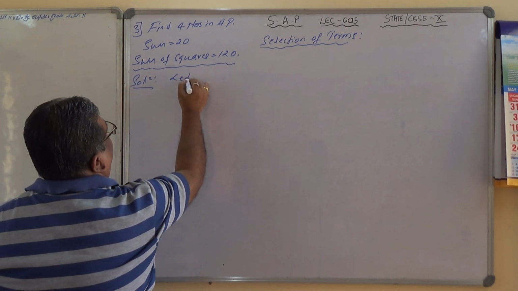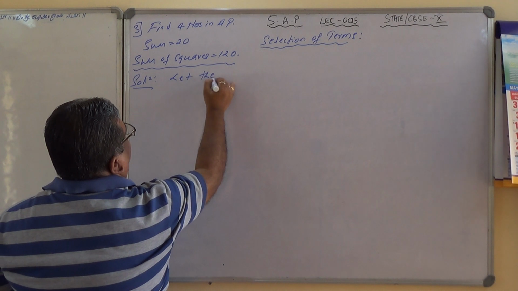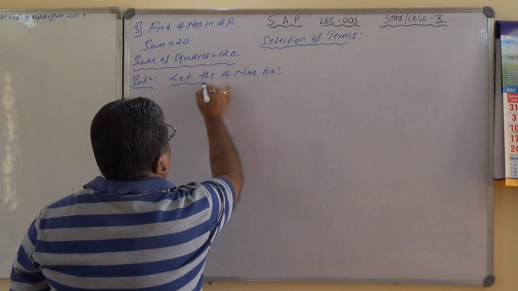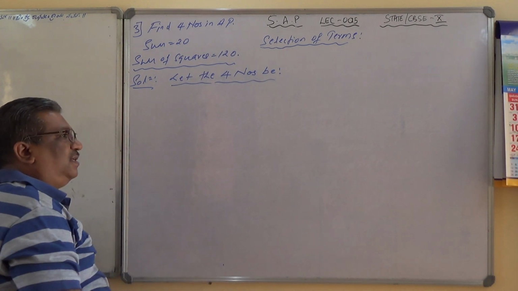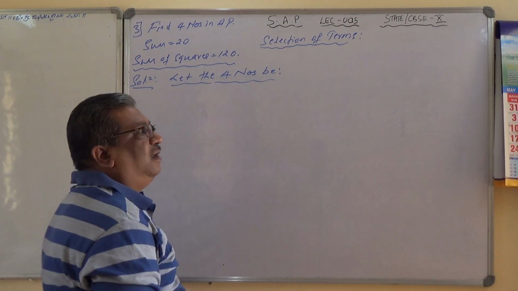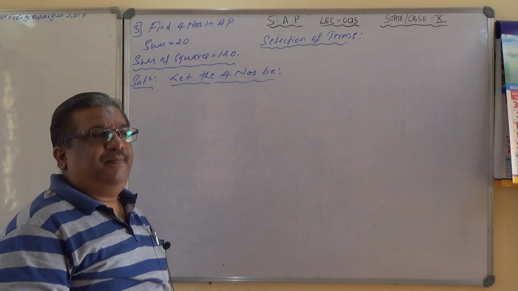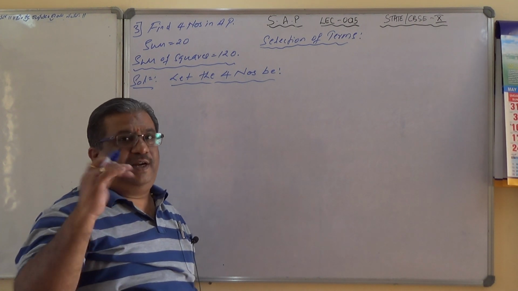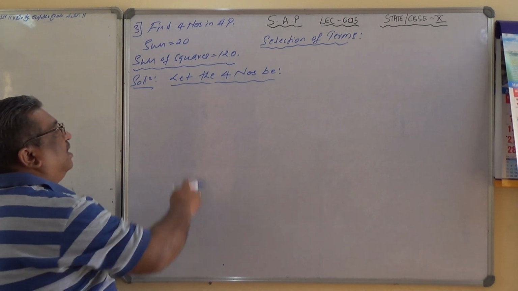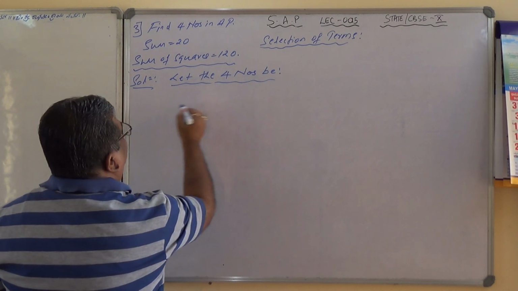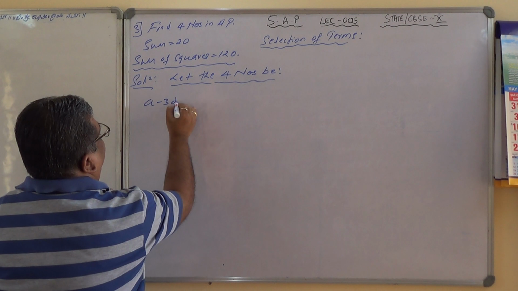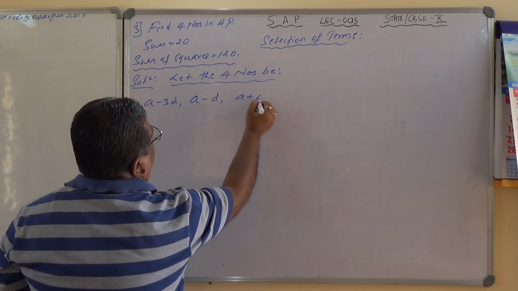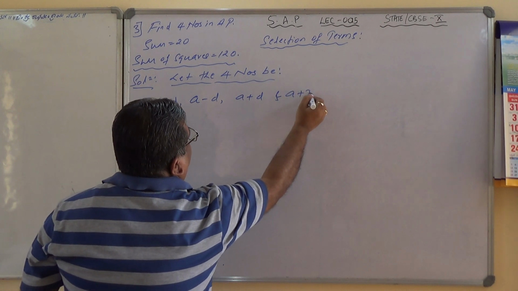Okay, let the 4 numbers be... How to select the 4 numbers here? The 4 numbers are a minus 3d, a minus d, a plus d, and a plus 3d. So that is very important. Let the 4 numbers be a minus 3d, a minus d, a plus d, and a plus 3d.